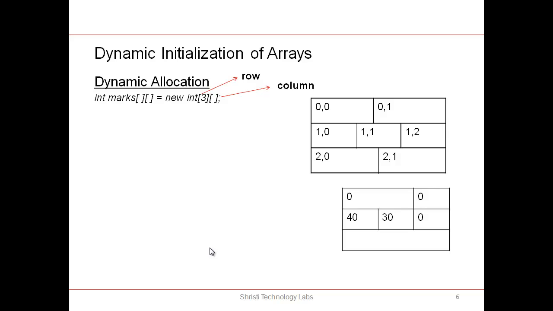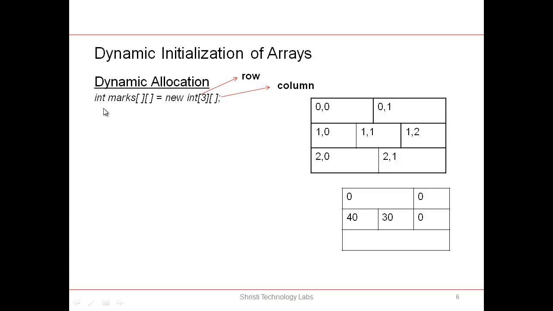Next we are moving on to how to dynamically initialize an array. What is the meaning of dynamically initializing an array? Suppose say I know how many rows are there, I don't know how many columns are there. That is, my first row can have 2 columns, my second row can have 3 columns, my third row can have 4 columns. It may vary, not like an equal matrix. How to do that? Let me show you.